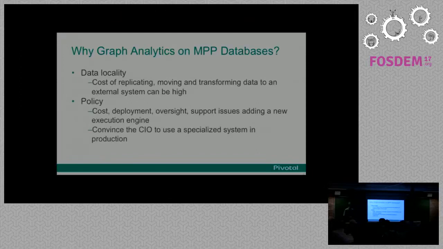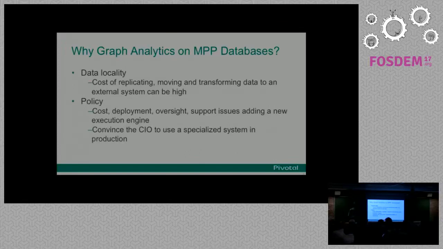Another issue is around data locality. So there's a cost for replicating, moving, transforming data to external systems. When we're talking about very large graphs and very large sets of data, the cost of moving really is a consideration. And the other thing, which is particularly important in business, is policy.